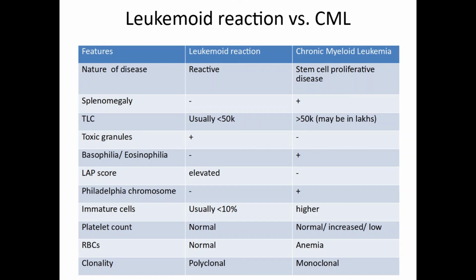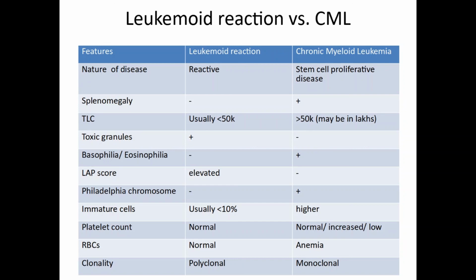Coming to LAP score, that is leukocyte alkaline phosphatase score, sometimes also called a NAP score or neutrophil alkaline phosphatase score, that is increased in leukemoid reaction, whereas it is either normal or decreased in cases of chronic myeloid leukemia. Next is Philadelphia chromosome. So the presence of this chromosome in a patient confirms the presence of chronic myeloid leukemia. In leukemoid reaction, the patient has no reason for this Philadelphia chromosome to be present.